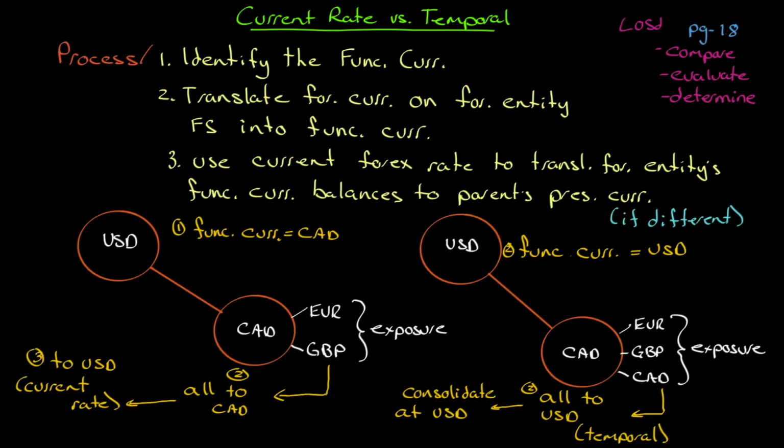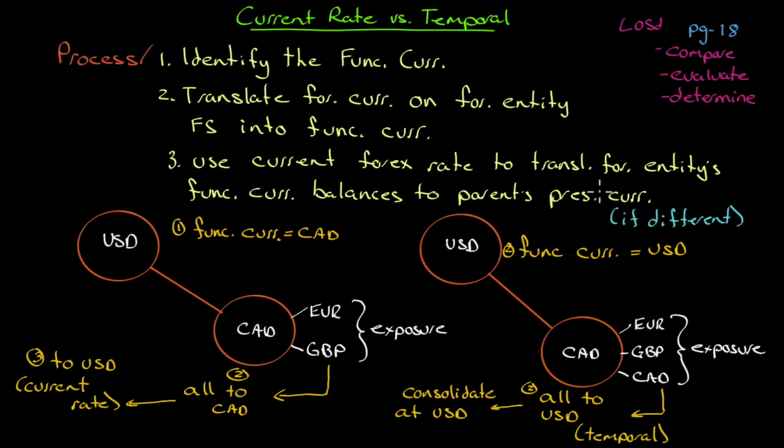All right, so we have a 3-step process. We've just described step number 1, identify the functional currency. There is a 3-step process to translation. The first step of translation is, let's identify the functional currency. Step 2, translate any foreign currency on the foreign entity's financial statement into the functional currency. And then number 3, use current Forex rates to translate the foreign entity's functional currency balances to the parent's presentation currency. That's why I said in LOSA, make sure you understand the vocabulary, because that's the language we're speaking right now, right? So I know there's a lot going on here.